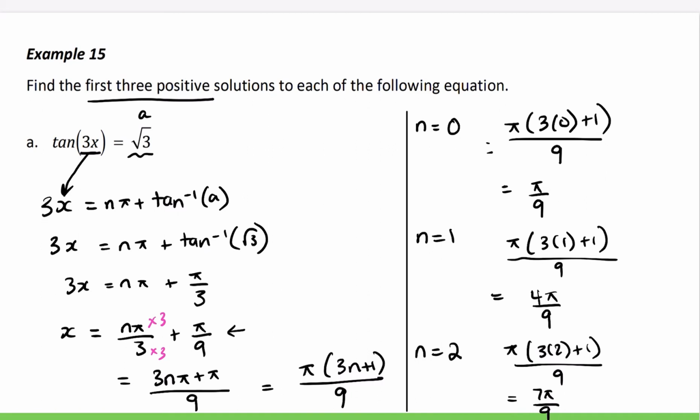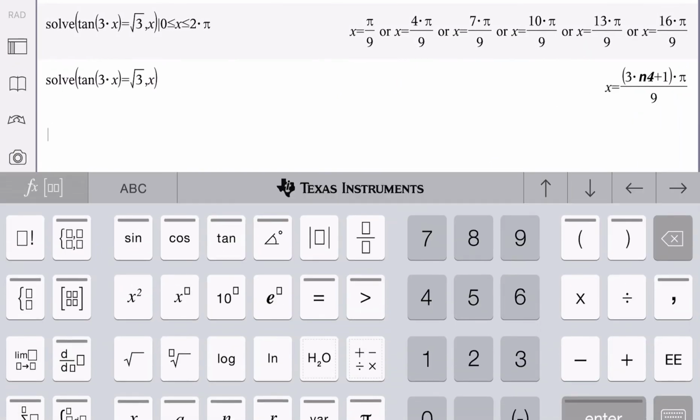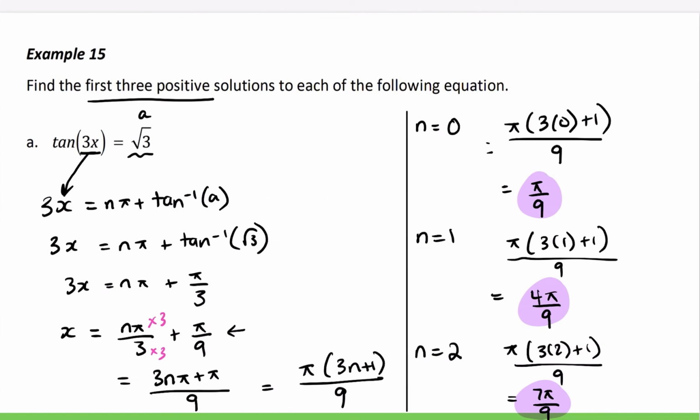And if I just wanted to compare it one more time, so we have a look at our answers, pi on 9, 4 pi on 9, 7 pi on 9. If I go back to my CAS calculator, you can see that in my first line, I've got pi on 9, 4 pi on 9, 7 pi on 9. And if I were to continue, I would get the rest of those solutions there as well.